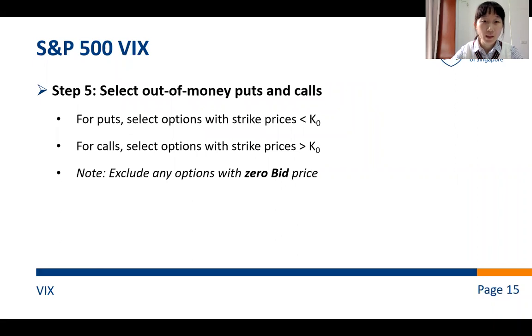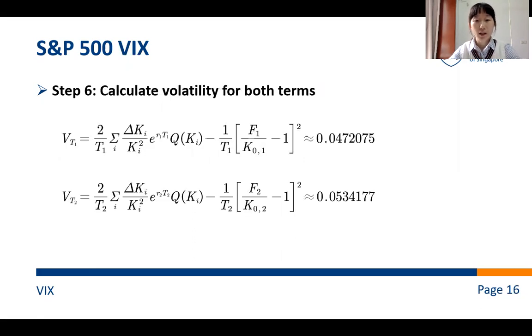Now let's move to an important part. In this step, we should pick out the out-of-money options. That is, the puts whose strike smaller than K0, and calls whose strike larger than K0. In addition, we need to drop all the options with no bids. So far, the data selection has completed.